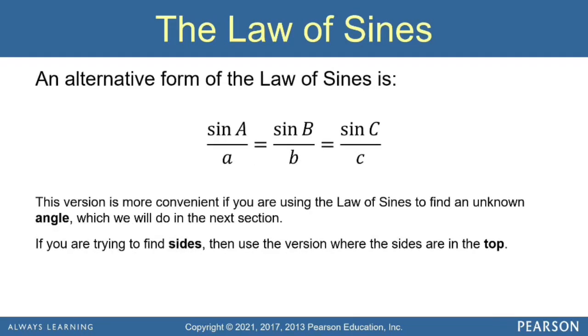Another way to write the law of sines is with the sines in the top. So you could have the reciprocal of each ratio, and that would be sine of angle A over side A equals sine of angle B over side B, and also equals sine of angle C over side C. This version is more convenient if you're using the law of sines to find an unknown angle, which we will do in section 7.3. But if you're trying to find sides, then you want to use the version where the sides are in the top.